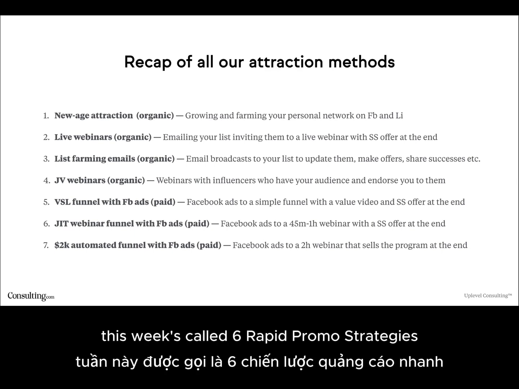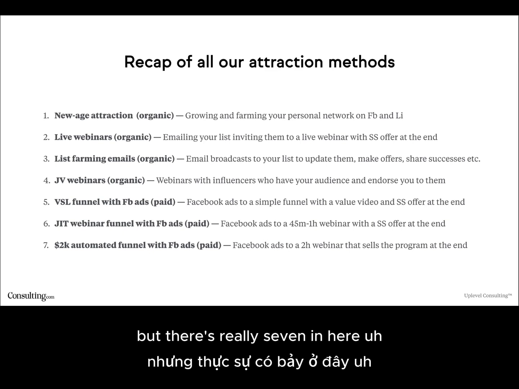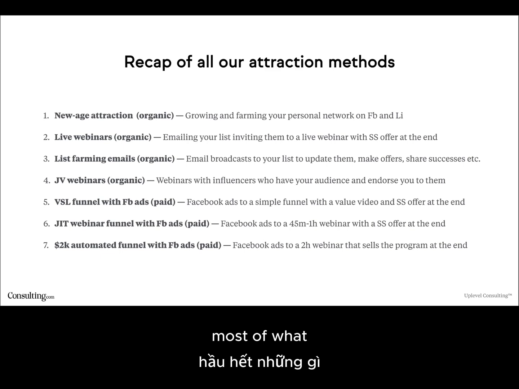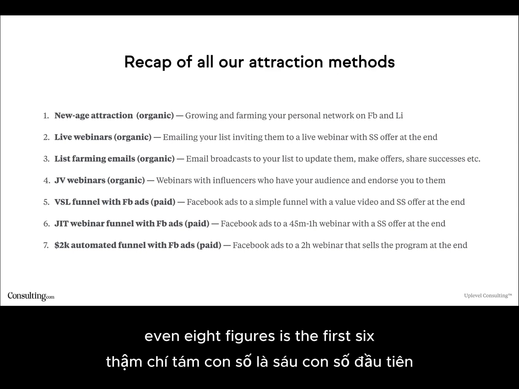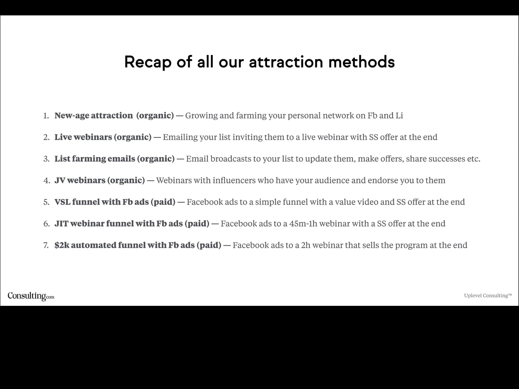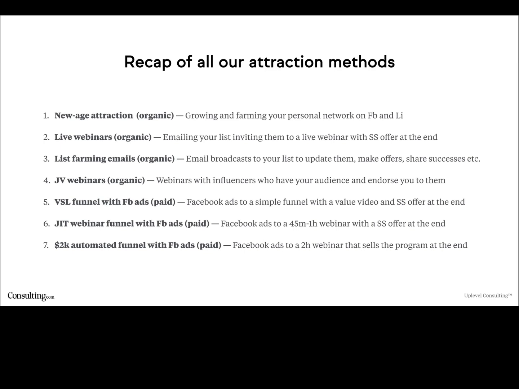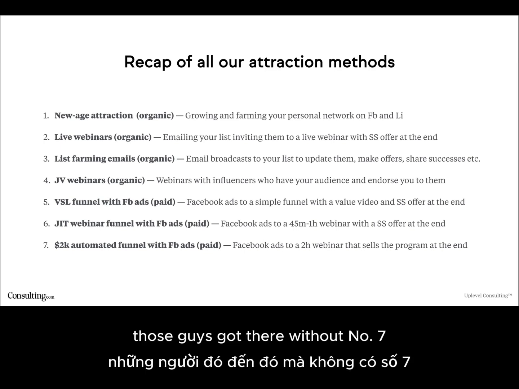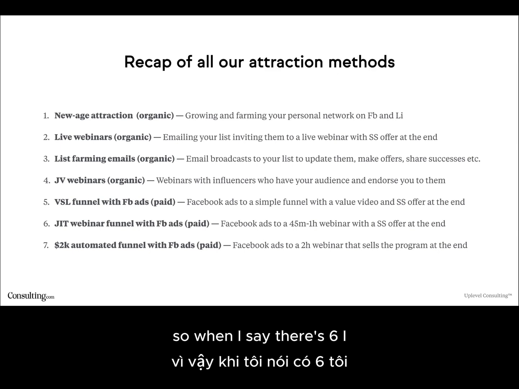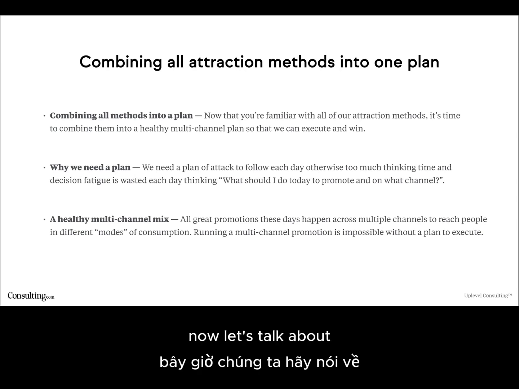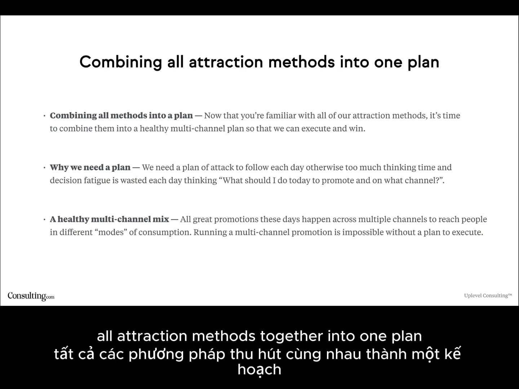This week's called 6 rapid promo strategies, but there's really 7 in here. Because the 7th one is kind of just added in as a bonus. Most of what people use to get their consulting businesses to 6 figures, 7 figures, even 8 figures is the first 6. Because Andrew Argue's gotten to $1 million a month. Same with Lathan Fritz. He's not at $1 million, but he's at $842,000 a month, which is still 8 figures, right? Those guys got there without number 7. So when I say there's 6, those are the main 6. And I've included an extra bonus one, 7. Now let's talk about combining all attraction methods together into one plan.